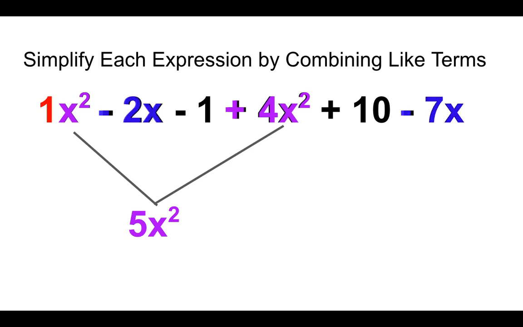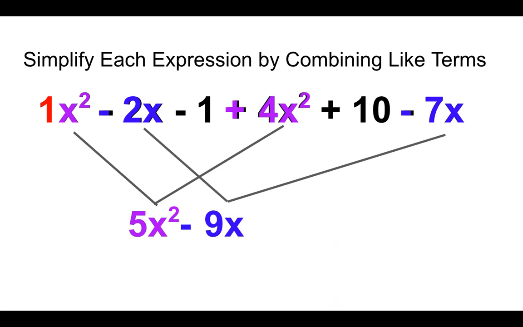Now we're going to look at the x's. This is negative 2x minus 7x in blue. We cannot combine that with x squareds. This is just x terms. Well, negative 2 of something minus 7 of something is negative 9 of something. In other words, it's negative 9x.